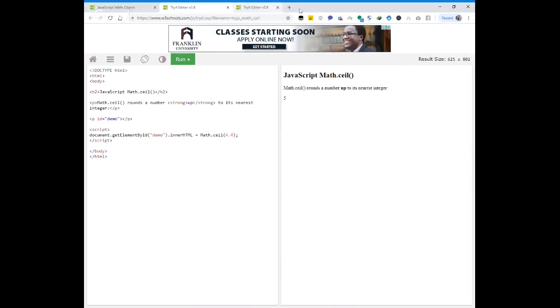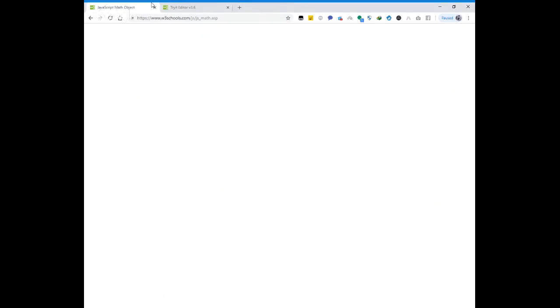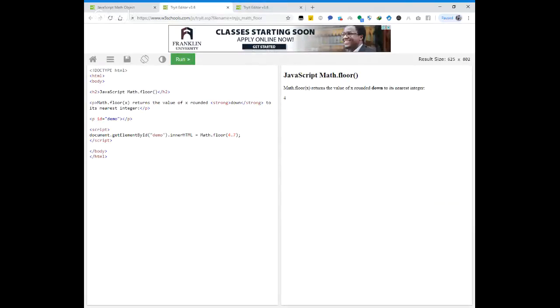And there are two more similar functions. Math.ceil. Ceil means ceiling, used for the top of the roof. And Math.floor. This is just the floor and the ceiling. So floor rounds down the value to the nearest integer, and ceil rounds up the value to the nearest integer. You have to remember this.